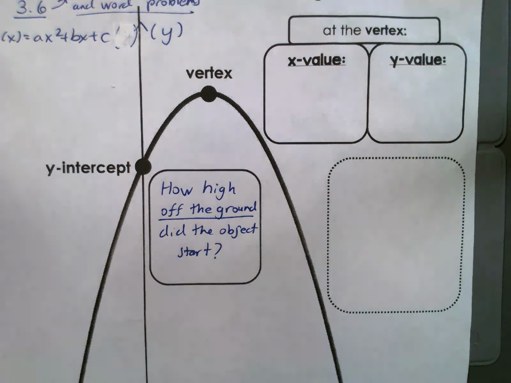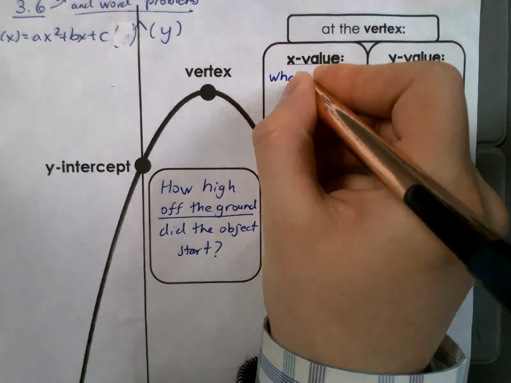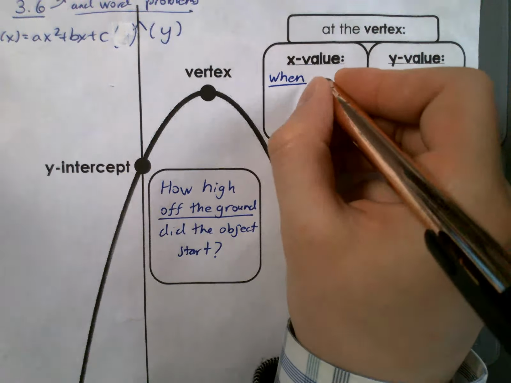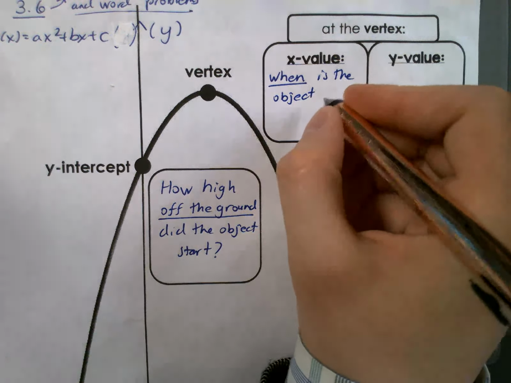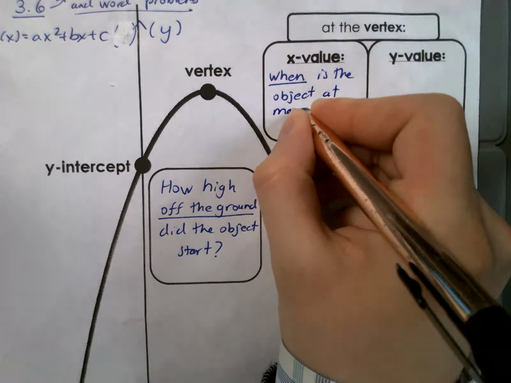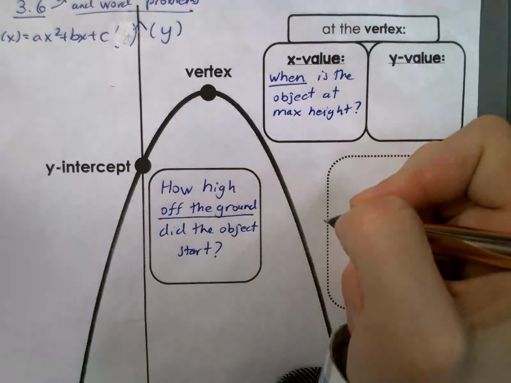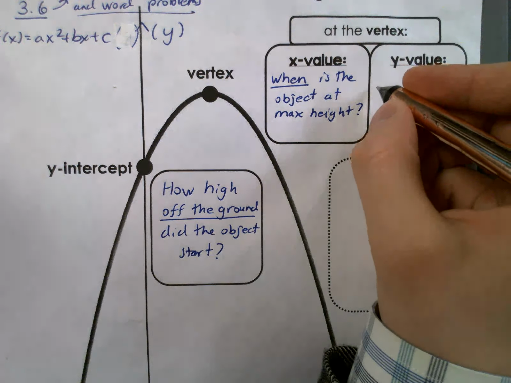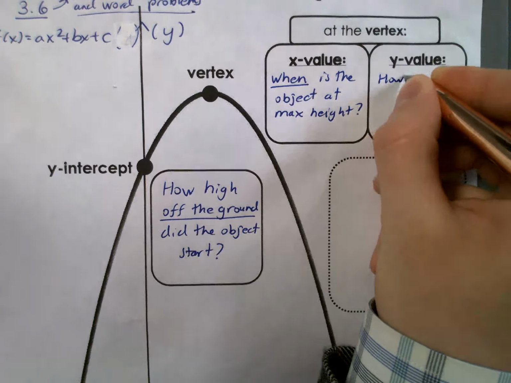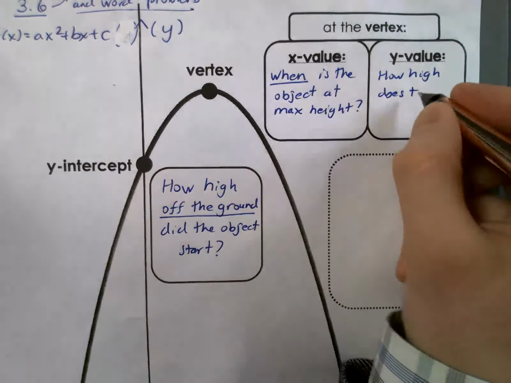Now, the vertex, on the other hand, tells us a bit more information than just that. The x value refers to when the object is at max height. The y value refers to how high the object gets, the y-axis.